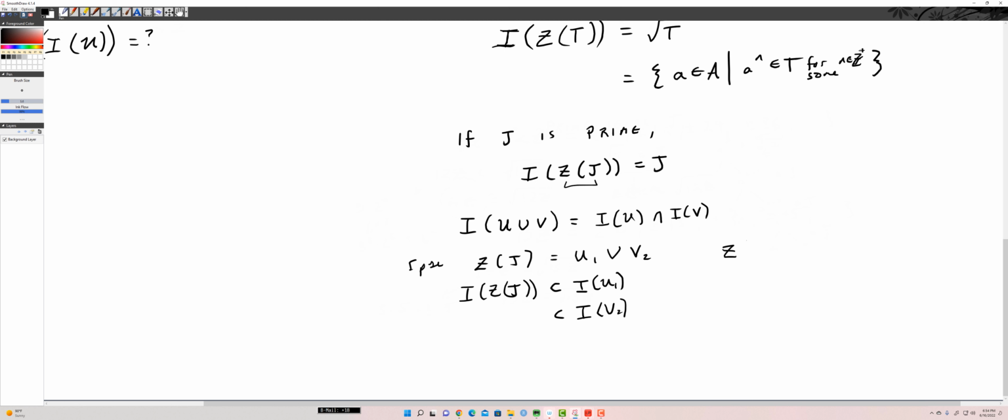Z of j, when j is prime, is an irreducible set in the affine space. And we say this in terms of the topology that we'll talk about shortly. It cannot be represented as the union of two proper subsets.